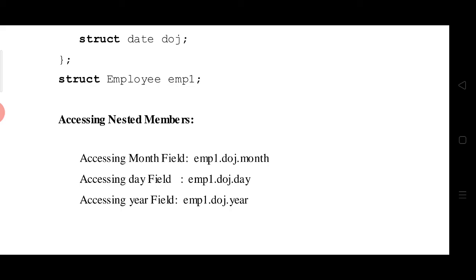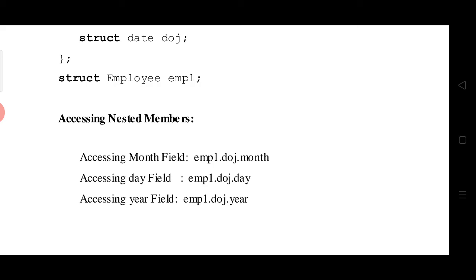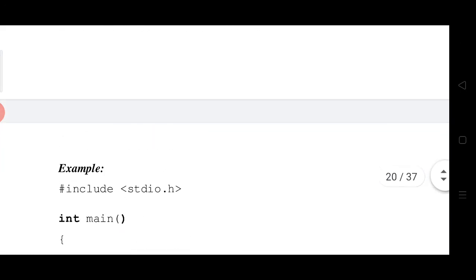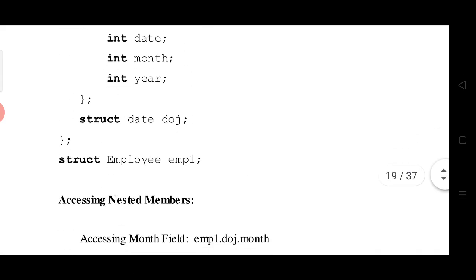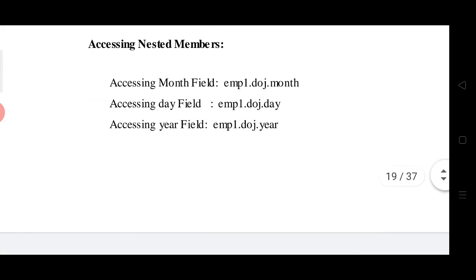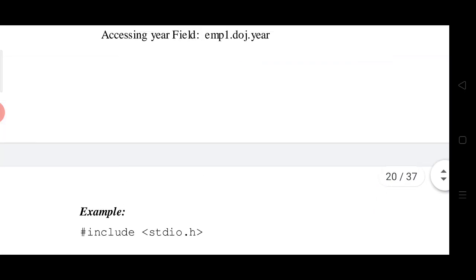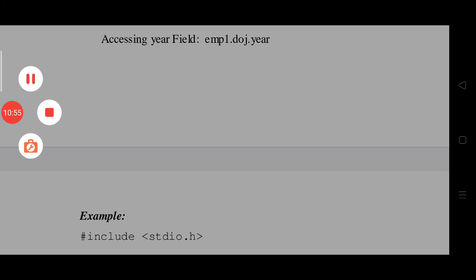Emp1 is the variable, within that you have doj, and within that you have day. Then accessing the year field: emp1 dot doj dot year. Very simple. So year is a member of doj, where doj is a member of emp1, and emp1 is a variable of employee. This is how you can have nested structures, a structure within another structure. Okay, let us stop here. We'll continue in the next class.